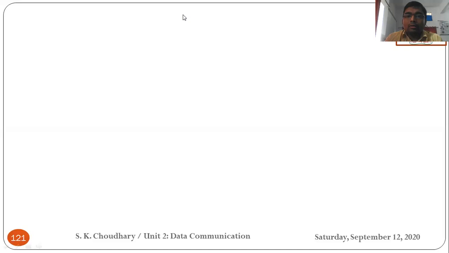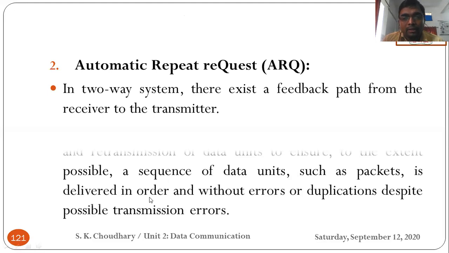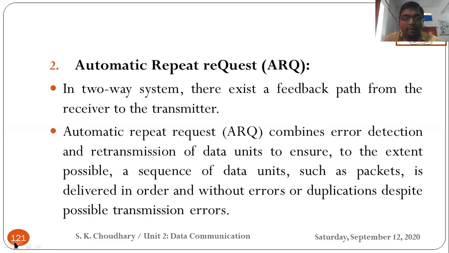So we are learning about the automatic repeat request. Here, it is a two-way system. There exists a feedback path from a receiver to transmitter. Automatic repeat request combines the error detection and retransmission of data units to ensure, to the extent possible, a sequence of data units such as packets is delivered in order and without errors or duplications despite the possible transmission errors.